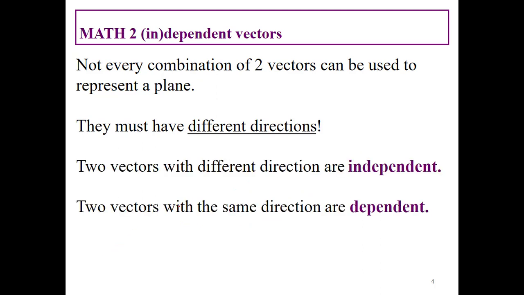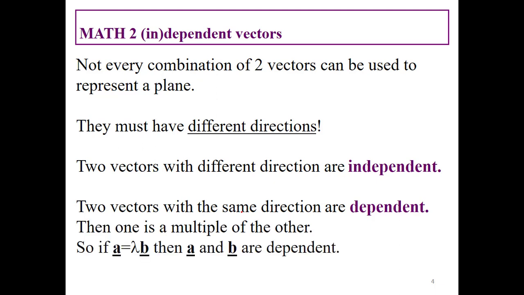So two different vectors with different directions are called independent. With the same direction, they are depending on each other, and then one is a multiple of the other. So the example I gave you, we had this vector and that one, you can straightforwardly see that this vector is twice that vector. Remember that we don't need to look at the starting position, because a vector can start anywhere in space.